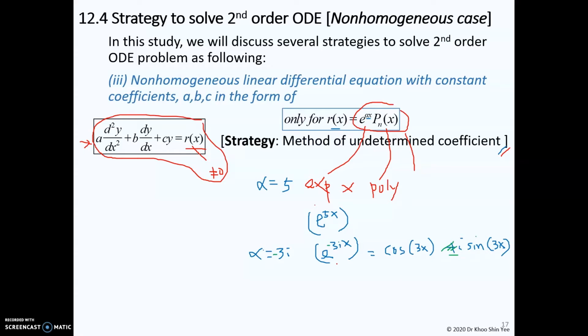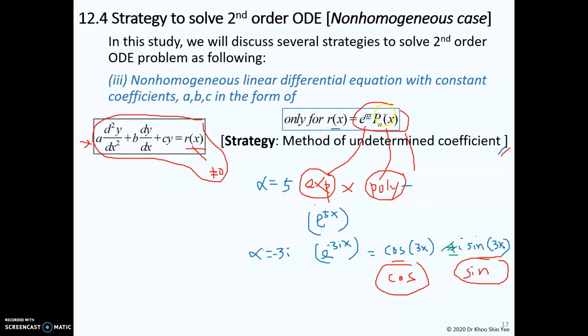So you can see that the exponential function can be linked to cos and sine function, where the cos function is the real part of the exponential function, and the sine function here is the imaginary part of the exponential function. This means that besides the exponential and polynomial function, if you have cos and sine function, we can also use the method of undetermined coefficient to solve the problem.